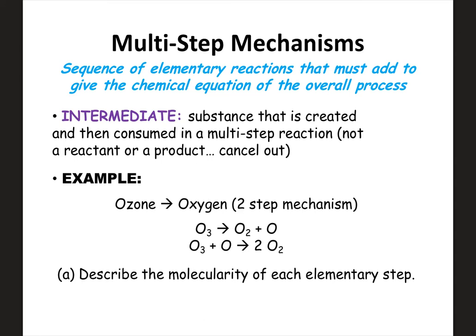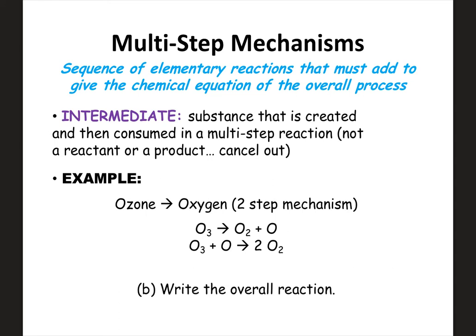If we look at the first one, all we have as a reactant is O3. So that's just one molecule. That step would be unimolecular. If we look at the second elementary step, we have O3 plus O. There are two substances involved, so this would be bimolecular. All right, so you need to be able to identify the molecularity of any of these elementary steps in a multi-step mechanism. Now we want to write the overall reaction from this multi-step mechanism.